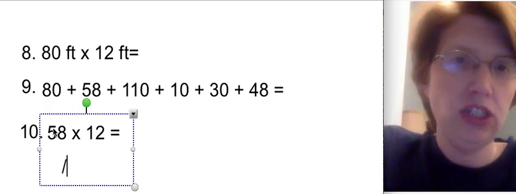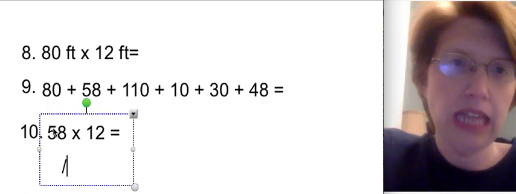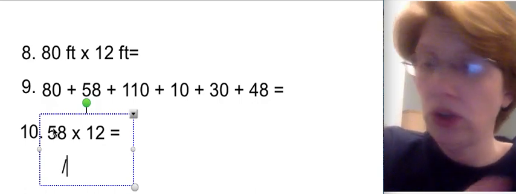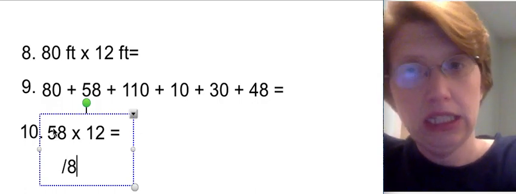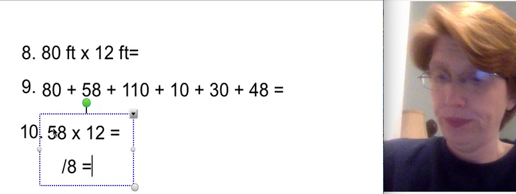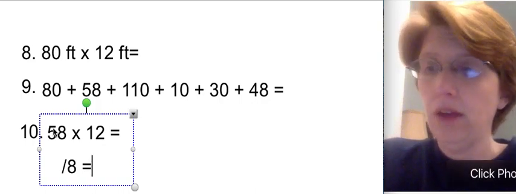This is the division symbol. You can do a slash line like this on your computer. Then I'm going to divide that answer by 8. And then that will tell me how many that she will need to plant.